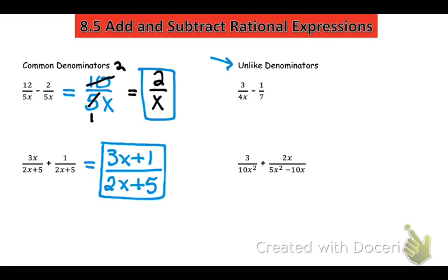In order to get 4x and 7 to have the same denominator, we multiply our first fraction by 7 over 7 and our second one by 4x over 4x. And we know that 4x over 4x is just another way of saying 1. So we end up with 21 minus 4x all over 28x.